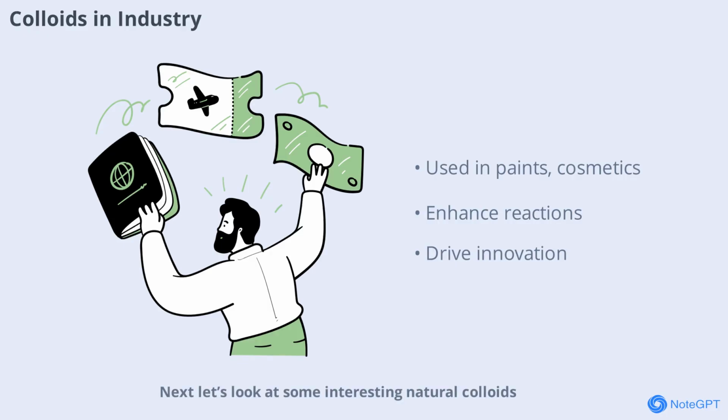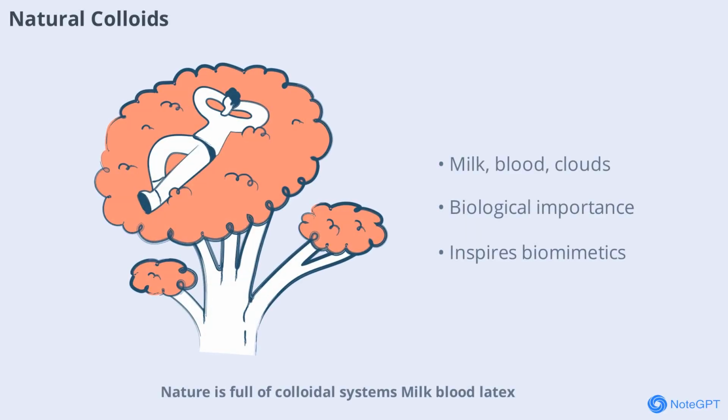Next, let's look at some interesting natural colloids. Nature is full of colloidal systems. Milk, blood, latex, and even clouds are examples of natural colloids. These systems play essential roles in biological processes and in the environment. For instance, blood transports oxygen and nutrients while clouds regulate weather patterns. Studying natural colloids helps us understand life and develop biomimetic materials.